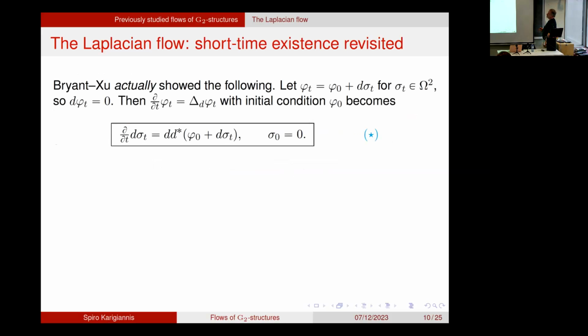Okay. So what does this theorem really say? I'm not going to pick on it, but I just want to make sure we understand what it says and what it doesn't say. So what they actually showed is the following. Let's assume that our solution is of this form. This is forcing it from the very beginning to stay in the same cohomology class. So we're looking for a solution of this particular form.